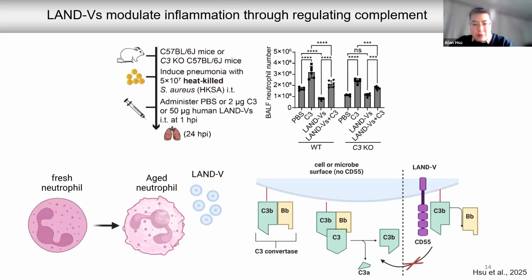So thus, this is our working model. As neutrophils age, they produce LAND-Vs. And on the surface of the LAND-V, if there's no CD55, the convertase C3bBb forms and further amplifies complement. And if LAND-Vs have CD55, it binds to the C3b, kicking away the Bb, and thus stopping this amplification and stopping this pathology.